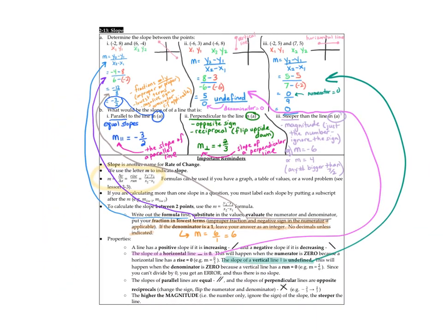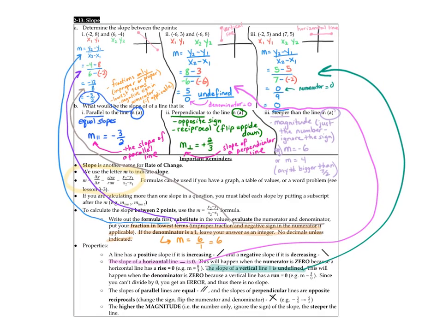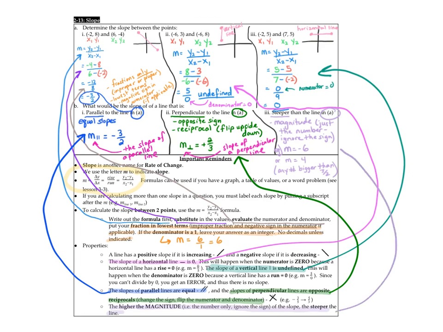All right, so let's just review these properties. So the slopes of parallel lines are equal, and you saw that in this example here. And the slopes of perpendicular lines are opposite reciprocals, which means you change the sign and flip the numerator and the denominator upside down. So you saw that in this example. And the last thing was the higher the magnitude, which is just the number only, the steeper the line, the bigger the slope. And you saw that in this example here.